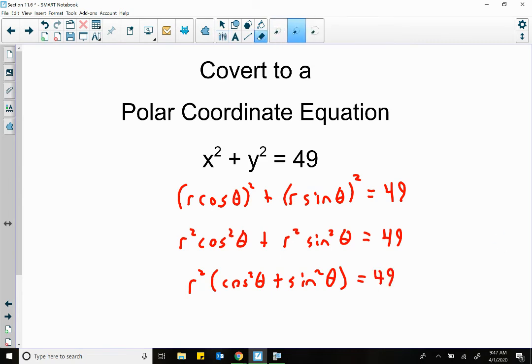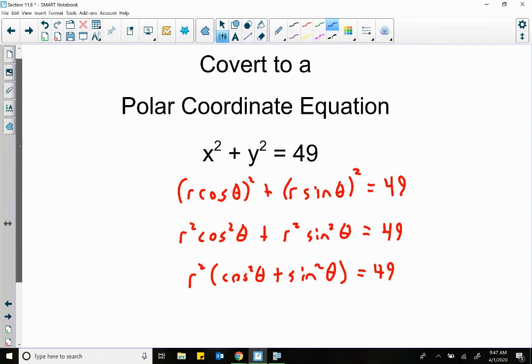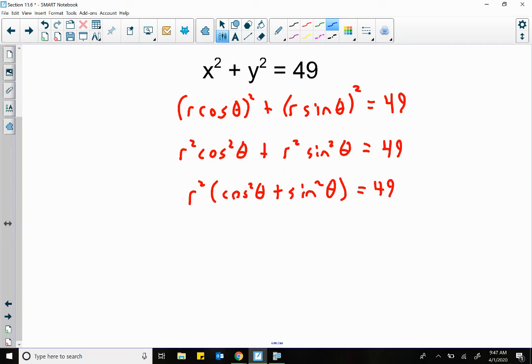But wait a minute, Mr. Armstrong. Don't we know something about cosine squared plus sine squared? Yes, you're absolutely right. We do know what cosine squared plus sine squared equals. Remember, that's that Pythagorean identity that we dealt with so much in chapter 10. This right here is really just 1. So you have r squared times 1 equal to 49. But what's r squared times 1? That's just r squared.